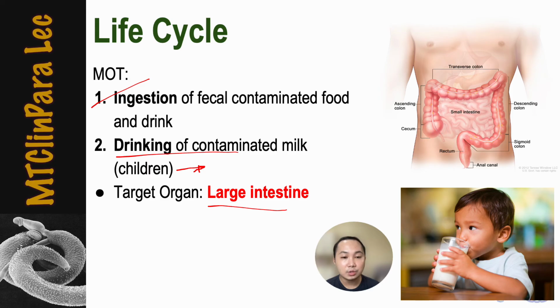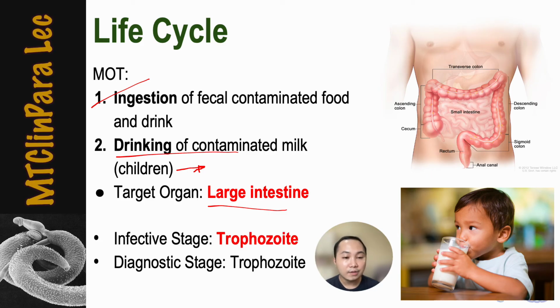So the trophozoites will cause, or sometimes will not cause, any kind of disease since this is non-pathogenic. But for people with low immune system, they will exhibit Giardia-like infection. So very much the same with Giardia, with gastrointestinal disease or infection. So the infective stage is trophozoite and the diagnostic stage is still trophozoite.